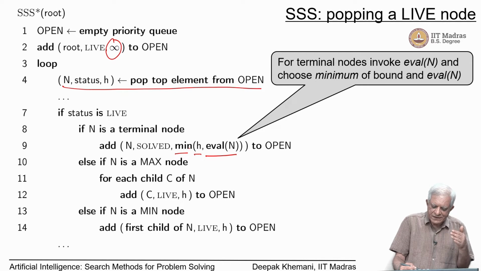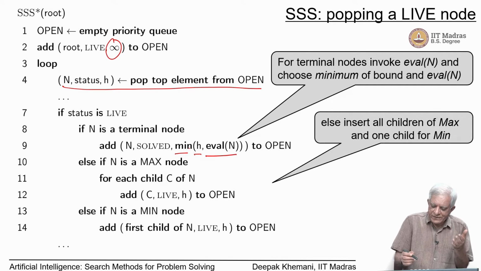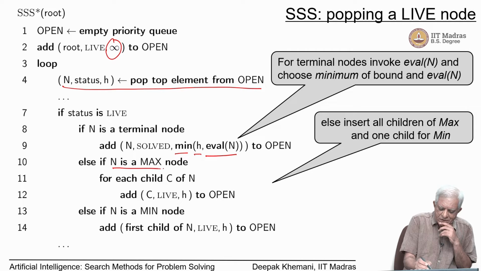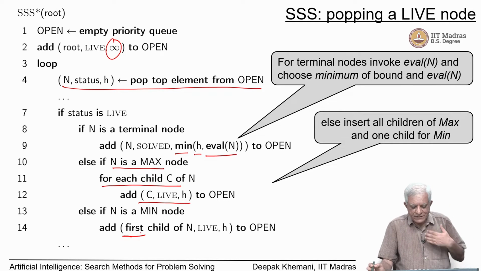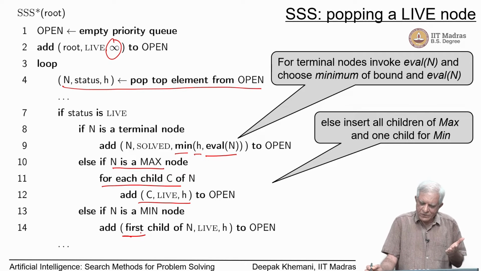If you are not in the horizon, then you are still constructing the clusters, and the strategy for constructing the clusters was that all children of max and one child of min. So, if n is a max node, then for each child c you add c to open essentially. Otherwise, n is a min node, just add the first child to open essentially. In this manner, we will keep going down towards the horizon, and at the horizon we will also replace them by solved nodes with the evaluation function value. So, this is a forward phase in which clusters are formed.